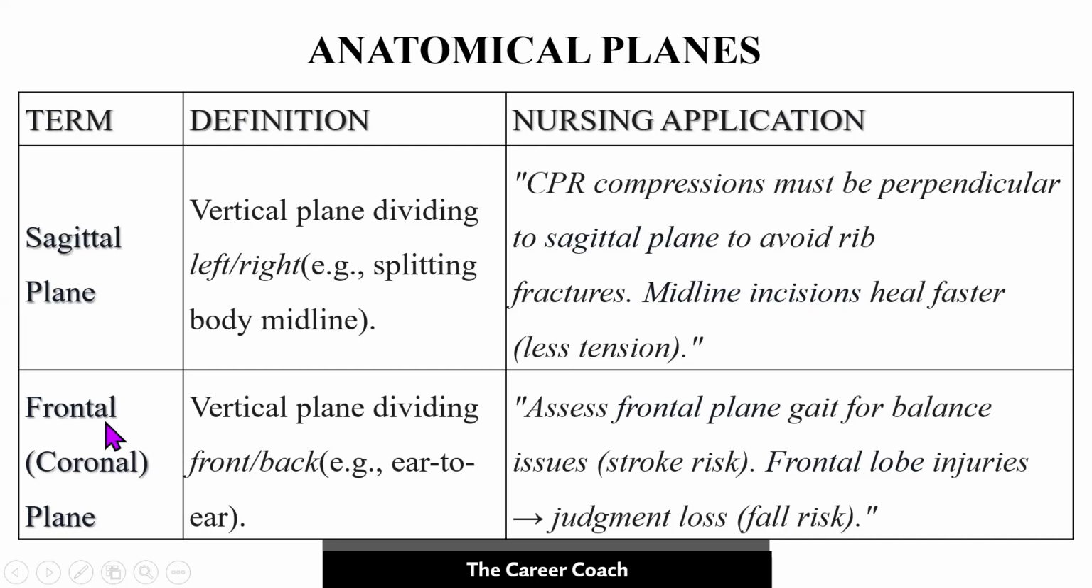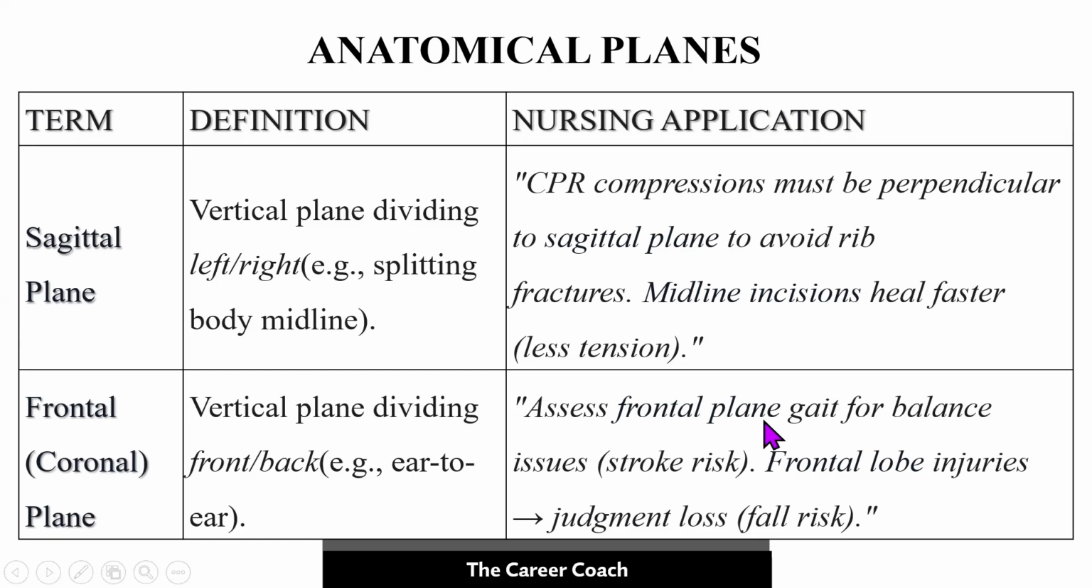The next anatomical plane is the frontal or coronal plane. It is a vertical plane dividing the body into front and back. Example, ear to ear. Nursing application: assess frontal plane gait for balance issues. This will prevent stroke risk. Frontal lobe injuries will lead to judgment loss and will definitely result in falls.